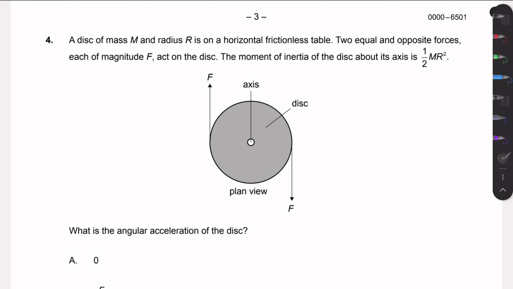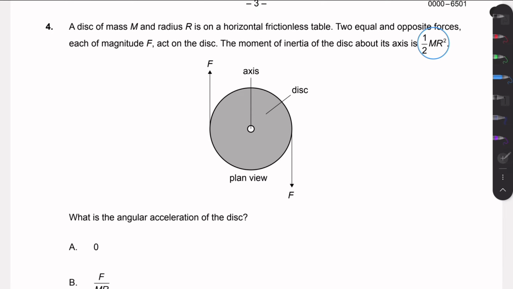And then we have a disk of mass m, radius r, on a frictionless table, and we have two forces acting on it, and we're given the moment of inertia. We need to calculate the angular acceleration of the disk. If we remember, the torque is equal to the moment of inertia times the angular acceleration. We can calculate the moment of inertia as we have the formula for it, and we can also calculate the torque. So the angular acceleration will just be the torque divided by the moment of inertia.